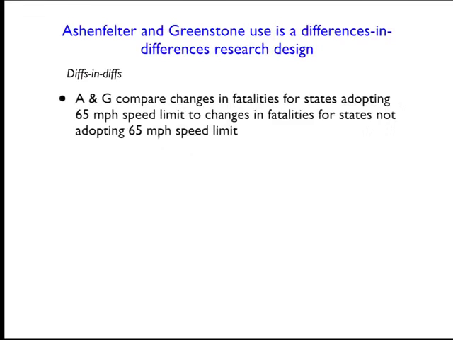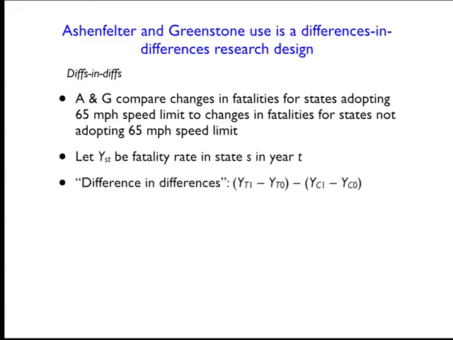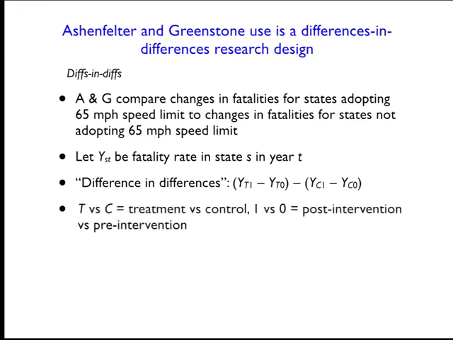And so what they're going to do is treat the states that adopt the 65 mile an hour limit as the treated states, and then use the ones that don't adopt that 65 mile an hour limit as the control states. Then they'll compare the changes in fatalities in treated states versus the changes in fatalities in the control states. So if we let Y_st be the fatality rate in a given state in a given year, then the difference-in-differences estimator is the change in fatality rates in treated states, which is the first difference, minus the change in fatality rates in the control states, which is the second difference.